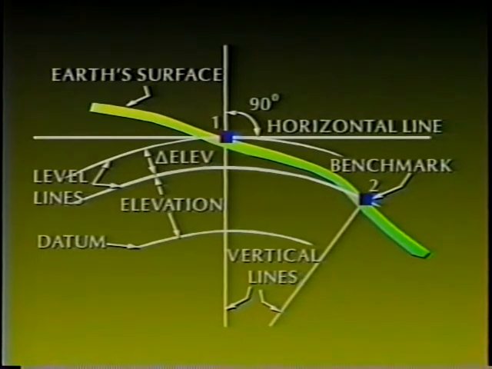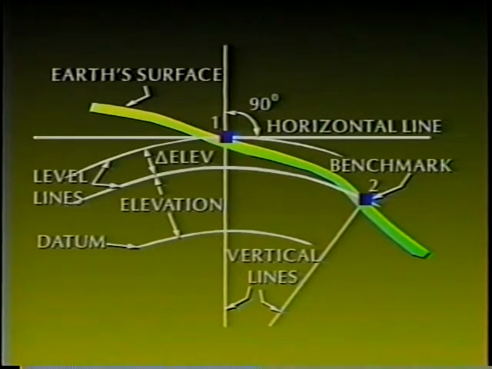Vertical line, a line that follows the center of gravity. Plumb bob line at the point of observation. Next is horizontal line, a line that is perpendicular to the vertical line passing through the point of observation. An important concept to remember is that a level line and a horizontal line are not the same. A level line is curved, parallel to the datum, and the horizontal line is straight, at right angles to the vertical line at the point of observation.